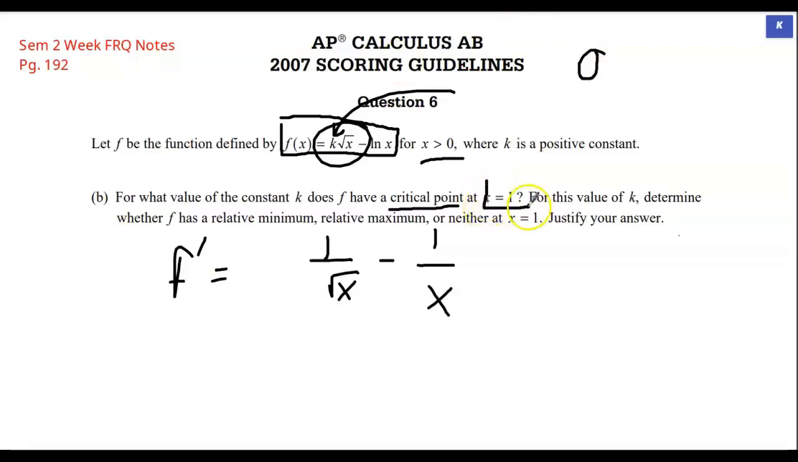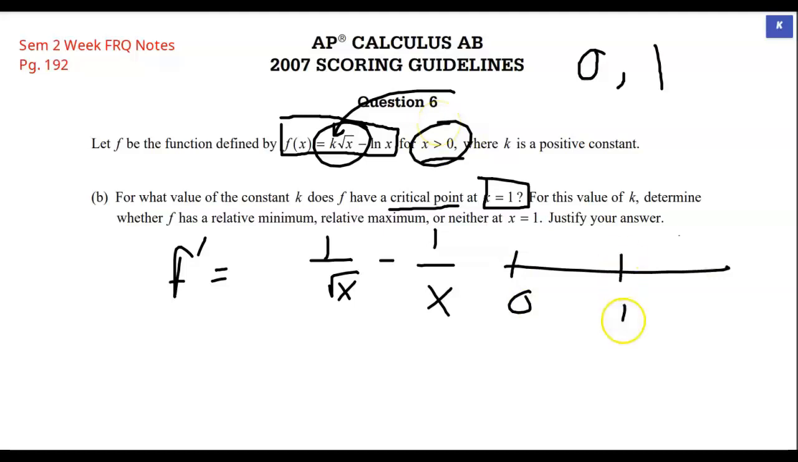And they're telling us our other critical value is 1. So we've got our critical values already. We just need to go ahead and do the number line test now. So here we go. 0. And I'm going to put that all the way at the end because, once again, we're only looking for all values of x greater than 0. And then we have 1. And after that, we can go on up into infinity.